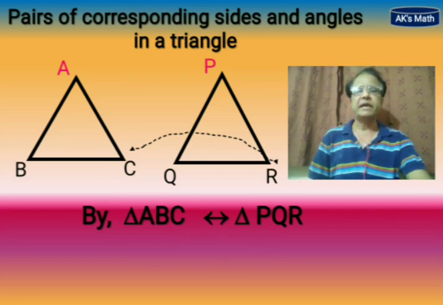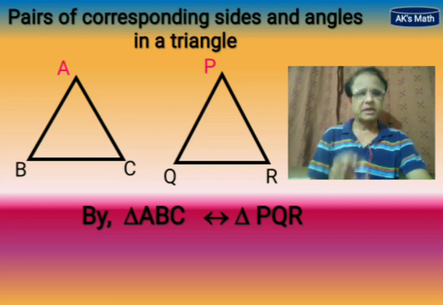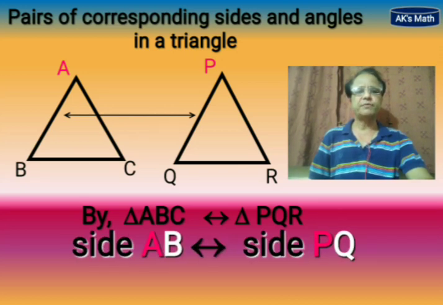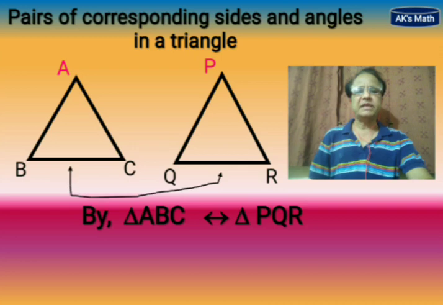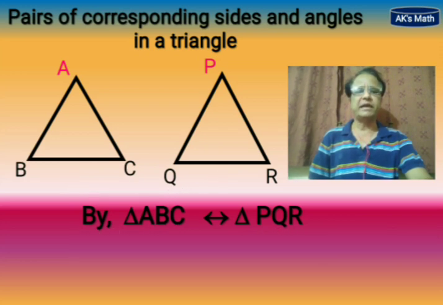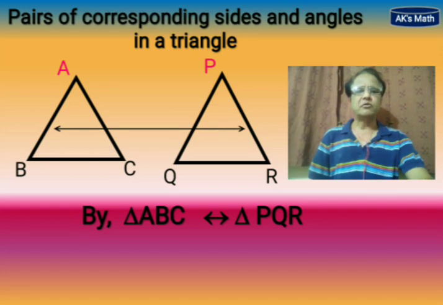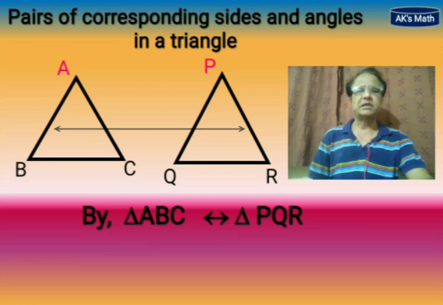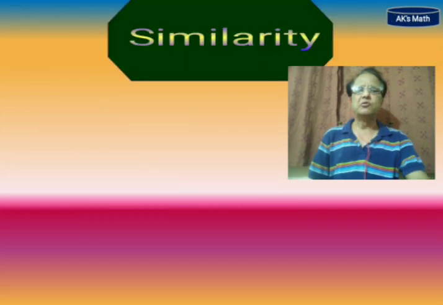In the same way, we can set the correspondence between the sides. Look at these two. AB is related with PQ. So we can write side AB, 1-1 correspondence to side PQ. Then BC is related with QR. Side BC is related with side QR. Therefore, we can write side BC, 1-1 correspondence to side QR. In the same way, the remaining sides, AC and PR. So AC is related with PR. In this way, we can set the 1-1 correspondence between the two triangles.